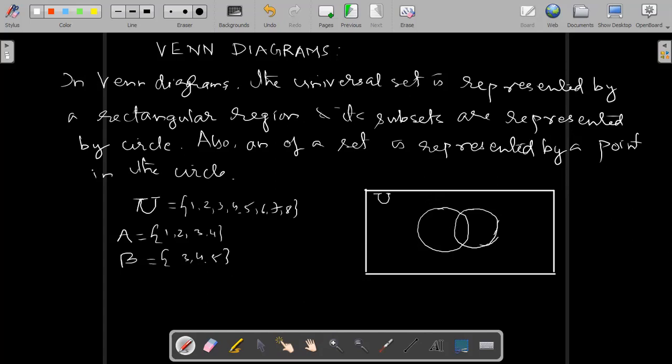You can write A inside, or sometimes we write it on the top of the circle. This is set A, and this is set B. A and B have 3 and 4 as common elements. So here you can show 3, and here you have 4, because 3 and 4 are common elements, and 5 is in B. So 3, 4, 5 belong to B, and 1, 2, 3, 4 belong to A.